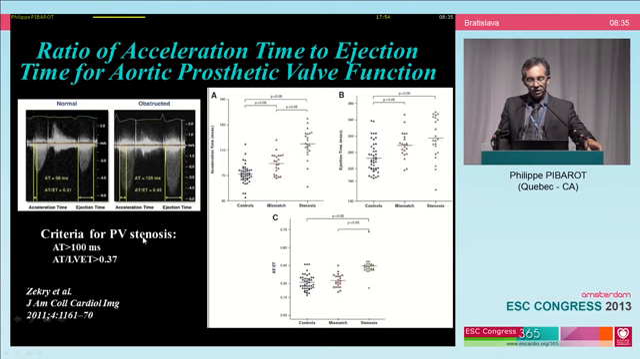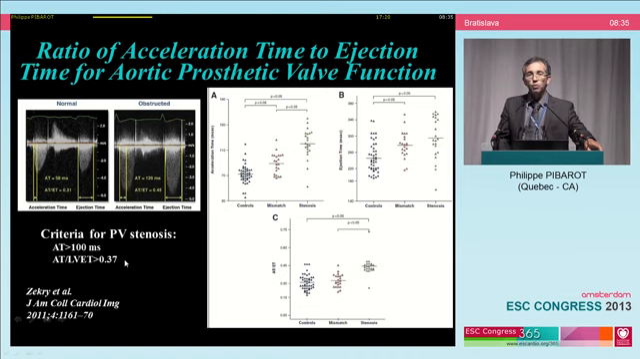And now, if we look at the acceleration time, which is a very important criterion in the algorithm of the guidelines, you see that it's even worse. The acceleration time of 100 milliseconds obviously is not able to correctly identify the patients. Why? Because the acceleration time is highly dependent on heart rate. But in this study, they showed that if you index, if you correct the acceleration time for the LV ejection time, so the duration of the signal here, then you are able to better discriminate these patients with dysfunction.